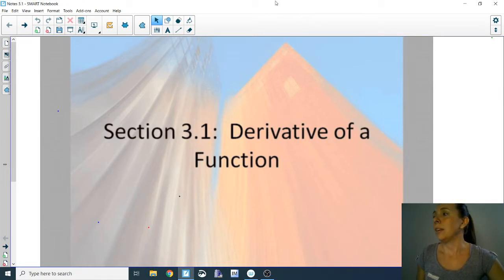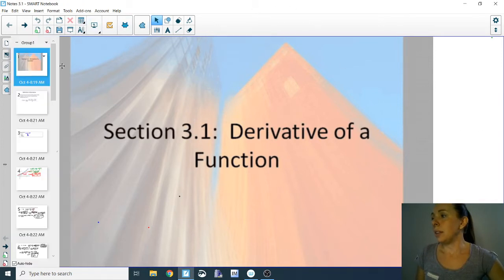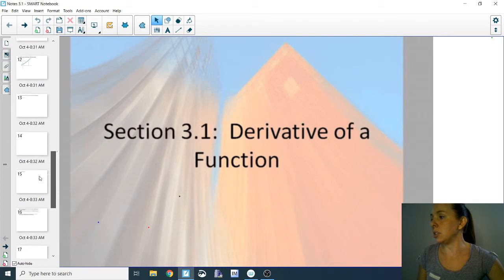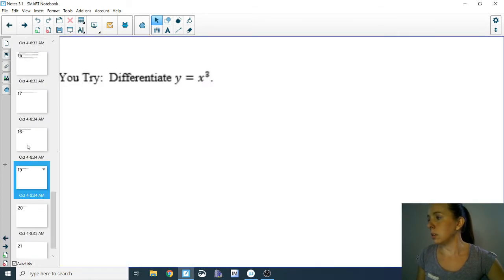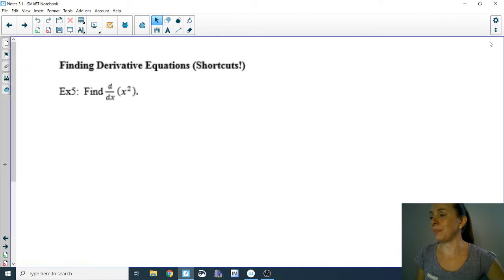Let's go. All right. In this presentation, we are down to here. This would be the last page of the printable notes if you have those notes. If you don't, no big deal.